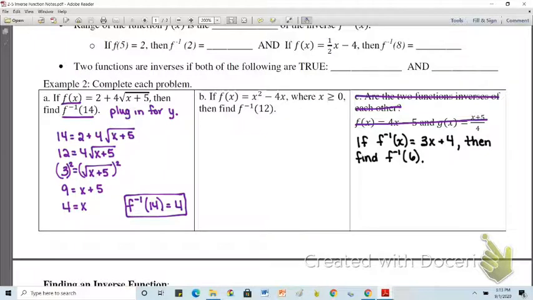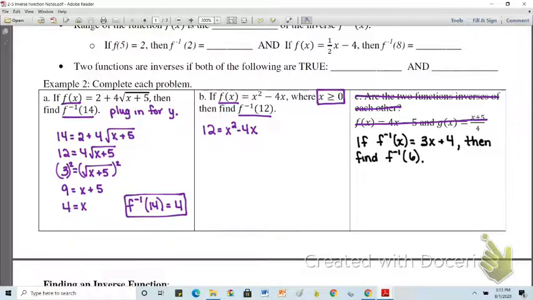Going over to B, you'll notice I have something that we haven't talked about yet. I have a quantifier here. We're going to hold that quantifier until the end. We're just going to pretend like it doesn't exist at the beginning, and we'll come back to it when we write our final answer. So again, I have given you an original equation and asking you to evaluate the inverse. So again, we're going to plug that in for y. So it will be 12 equals x squared minus 4x.